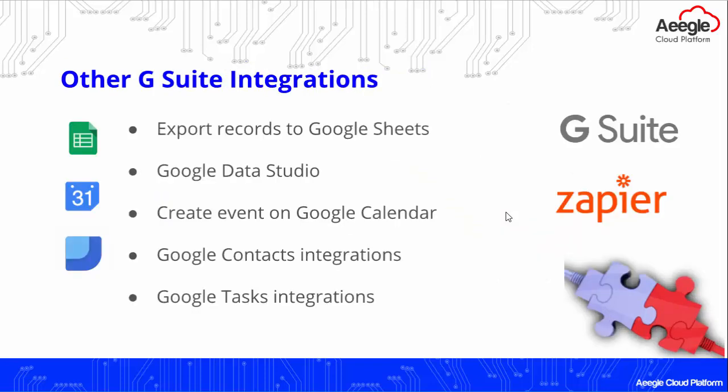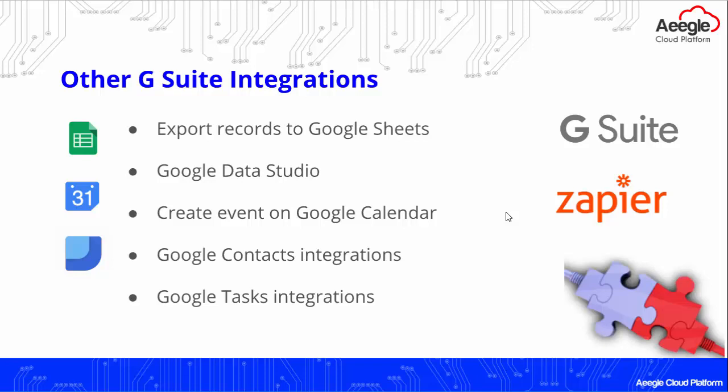Some other G Suite integrations can be achieved by using a third-party tool that connects two or more applications, which is named Zapier. So with Zapier, you can get hundreds of integrations between ACP and other systems.